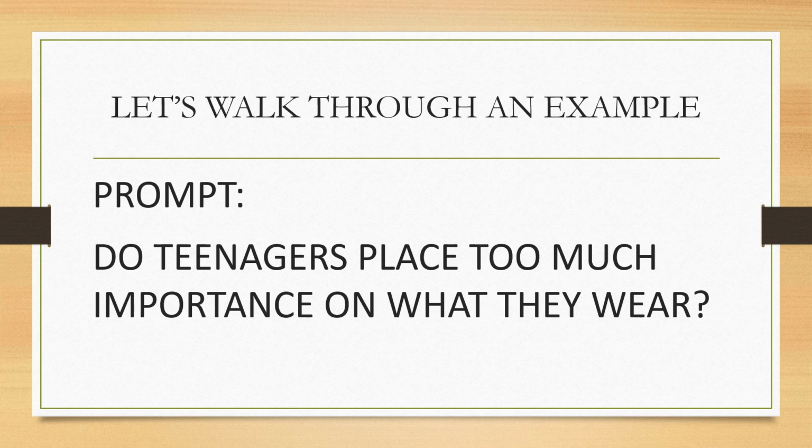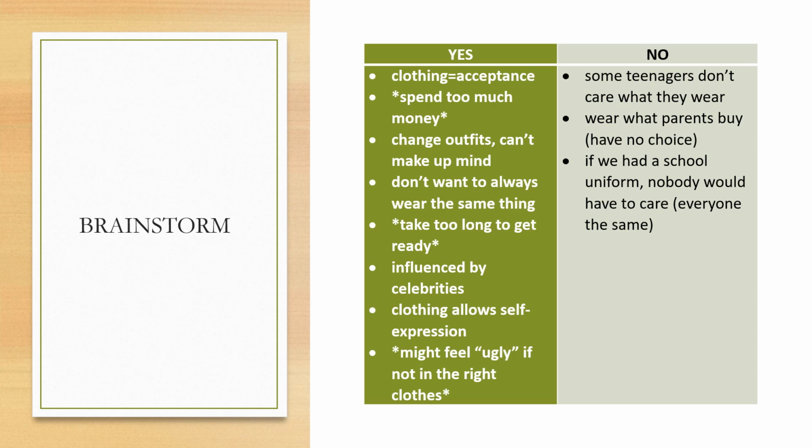So let's walk through an example of these 5 steps. So I'm going to look at my prompt first. In this case, my prompt is, do teenagers place too much importance on what they wear? So I've read my prompt, now I need to brainstorm. What I'm going to do is make a list of reasons why I agree with it and reasons why I disagree with it.